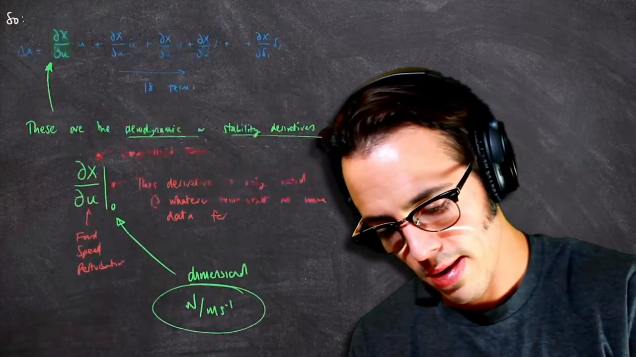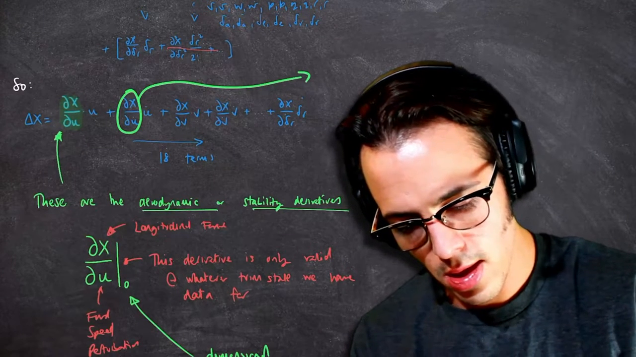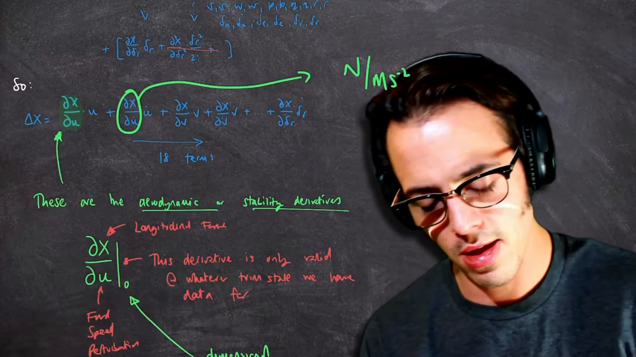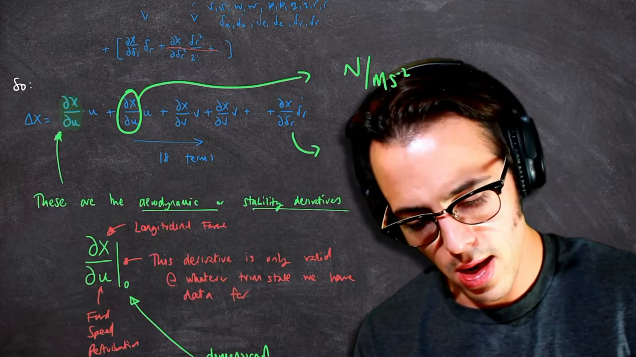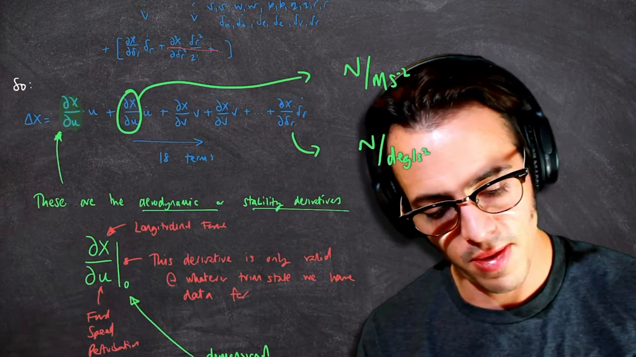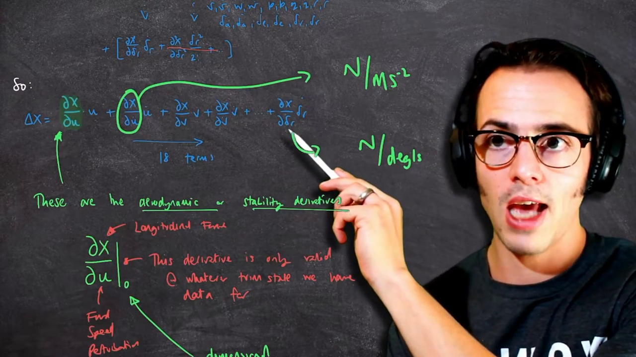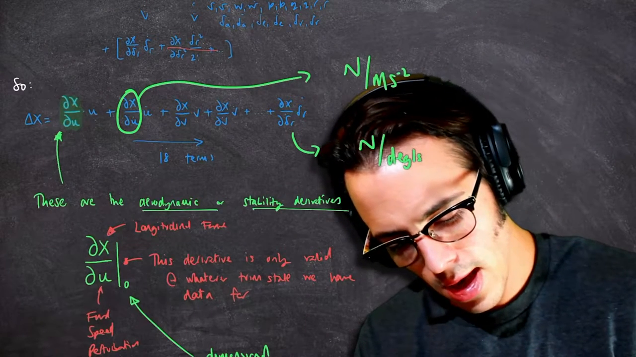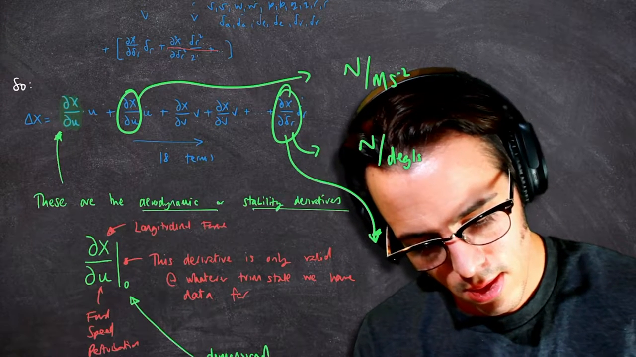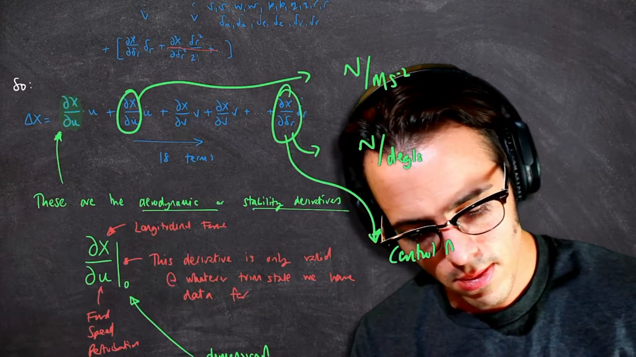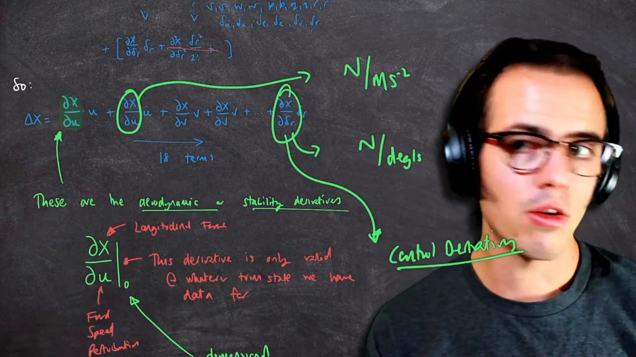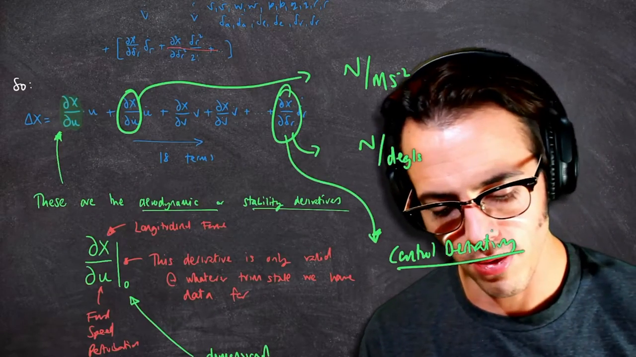Say this one here would have different units. This would be newtons per meters per second squared because we've got this in response to an acceleration. And then these would be newtons, it might be in degrees per second, because this is a rate of a control application here. And just one last note to make, sometimes you'll see these called control derivatives, i.e. anything that's got a control deflection or a control rate.